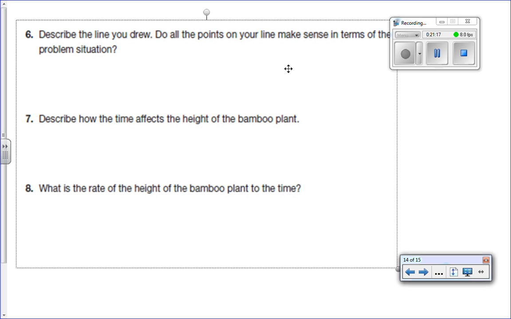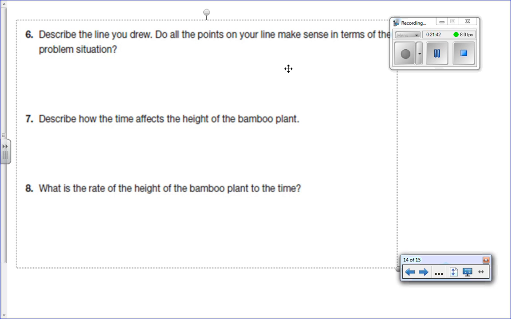I'm not going to write out all these answers to this. I'm talking you through it. I need you to write the answers out on your own. The next, number 7, says describe how the time affects the height of the bamboo plant. And so this one is each day the plant grows 60 centimeters. So that is how the time affects the height of the plant.